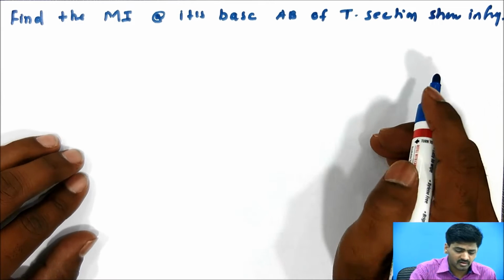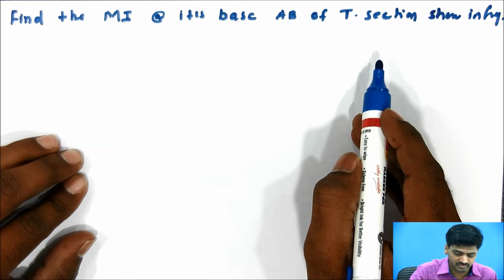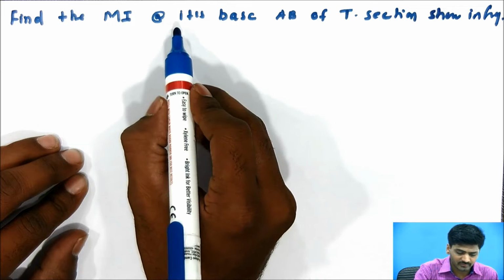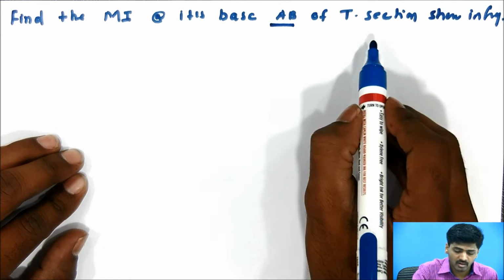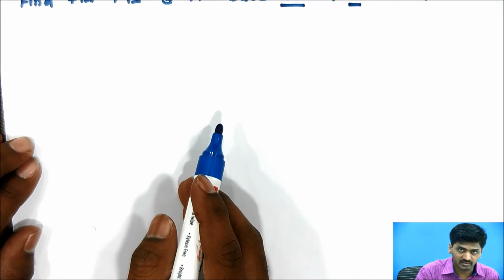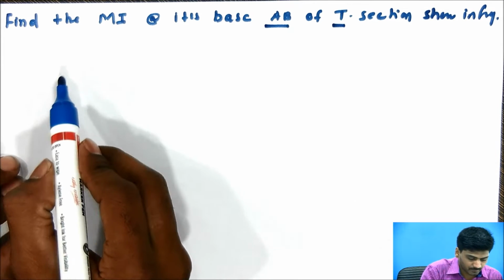First of all, you may read the problem very carefully. Whenever you are solving problems, the first very important thing is to read it. What has been given? They mentioned you may find the moment of inertia at base AB, and the section is a T section. Let's observe the figure.